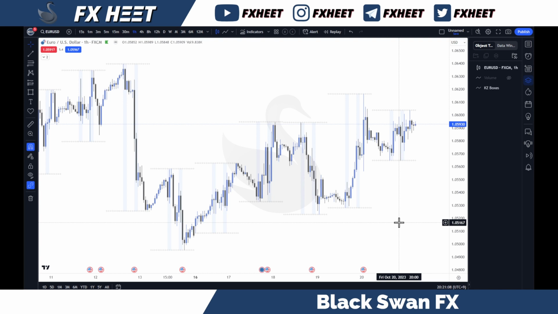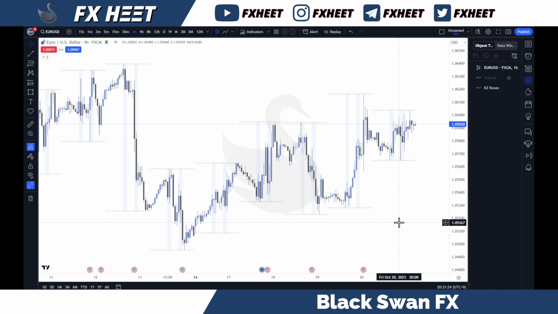And the reason why we want to have a kill zone indicator on the chart is, first of all, we want to know when we should be trading or not. And second, 15 minutes can go by really fast. I mean, a matter of seconds.